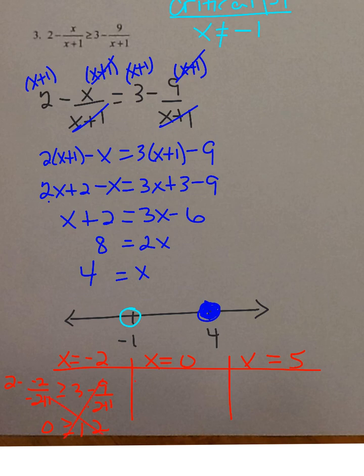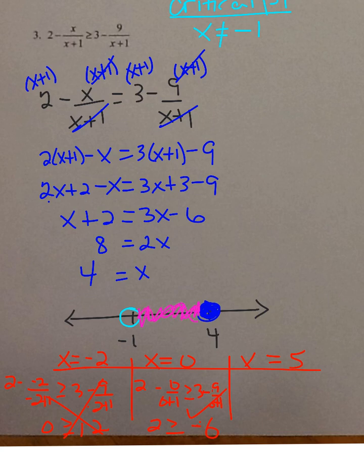Now we're going to try 0. 2 minus 0 over 0 plus 1 is greater than or equal to 3 plus 9 over 0 plus 1. So I have 2 is greater than or equal to negative, oh sorry, that's a minus in there. Sorry, this is a minus in here. Minus. So that's negative 6. So is 2 greater than negative 6? Yes, that's true. So that means I shade in the middle.